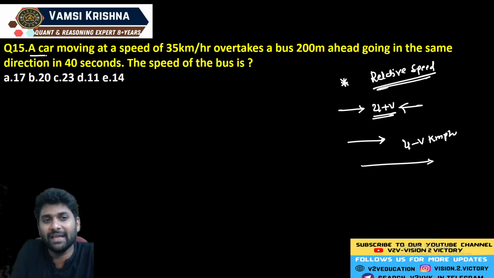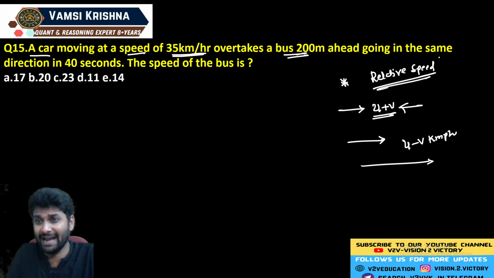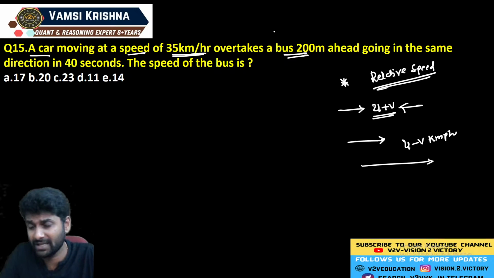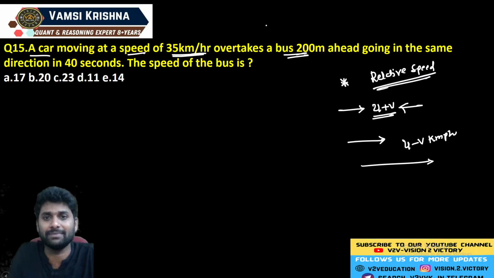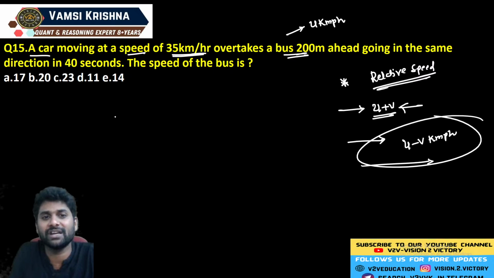And they clearly mention that a car moving at a speed of 35 km per hour overtakes a bus ahead going in the same direction in 40 seconds. What is the speed of the bus? Let us assume that we don't know the speed of the bus, but the speed of the car should be more than the speed of the bus. Then only the car can overtake the bus. Let us assume it's a speed of u kilometer per hour. Both are traveling in the same direction. Relative speed is 35 minus u.